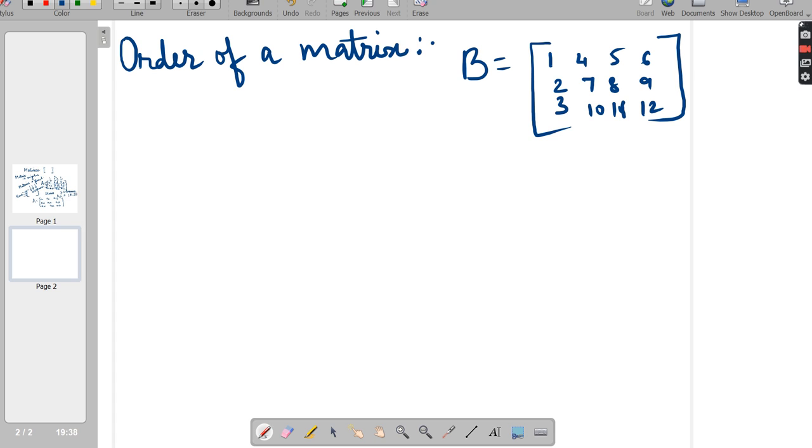There is no hard and fast rule that if you are dealing with elements in numerical form, they should be in a sequence. They can be placed in any manner. So now in this matrix, if you see, the number of rows here is 3. 3 rows. And columns, you have first, second, third and fourth. So you have 4 columns.